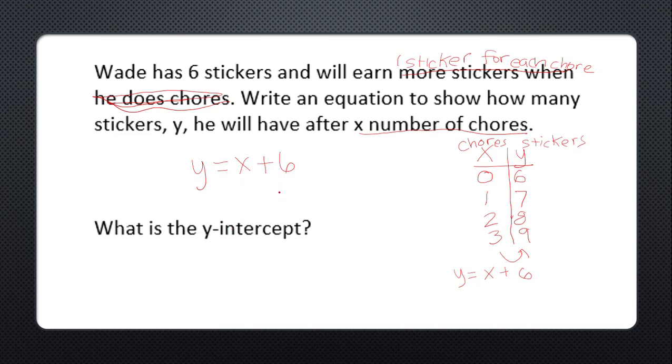The y-intercept, as we learned before from this equation, mx plus b, our y-intercept is the b. It's the number that's after the variable. In this case, the y-intercept is 6. I'm writing b because b is in the equation. You can also write y-intercept equals 6. And that is the end of our first video.